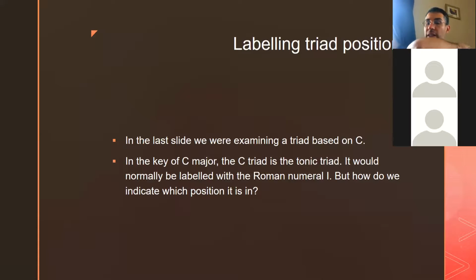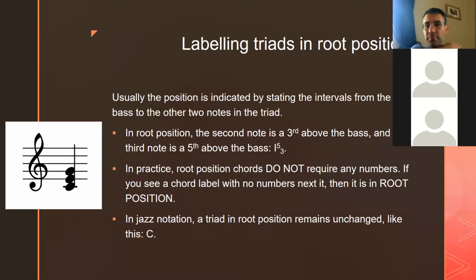So in the last slide, we looked at the triad based on C. In C major, the C triad is the tonic triad, the number 1 triad. So we would normally label it with a 1, a capital 1. But then how do we indicate what position it is in? So if we put a 1 under each of those things, it wouldn't tell us that the root or the third and the fifth is in the bass. So usually we indicate the intervals from the bass according to the 2 notes above it.